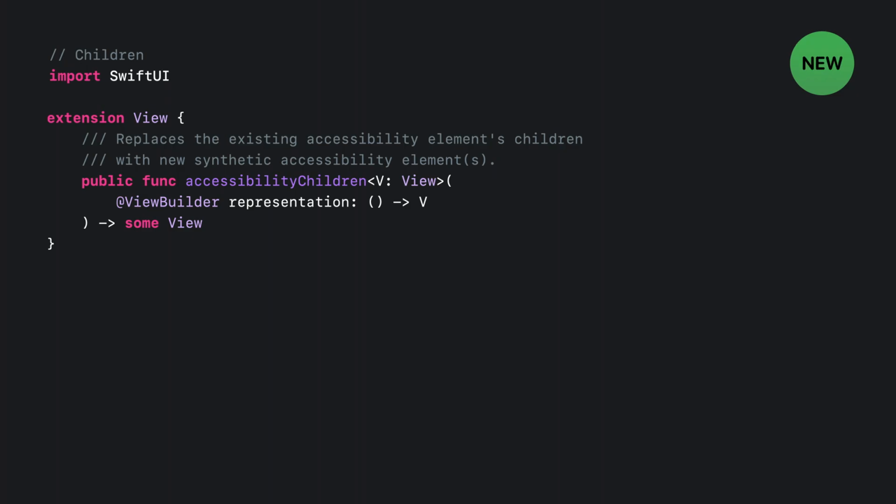Accessibility Children gives you control over the children of a container, and with that, complex graphs drawn with Canvas can be made accessible with modifiers and views you're already familiar with. And with the combined child behavior, the accessibility of a single view can be composed of many.